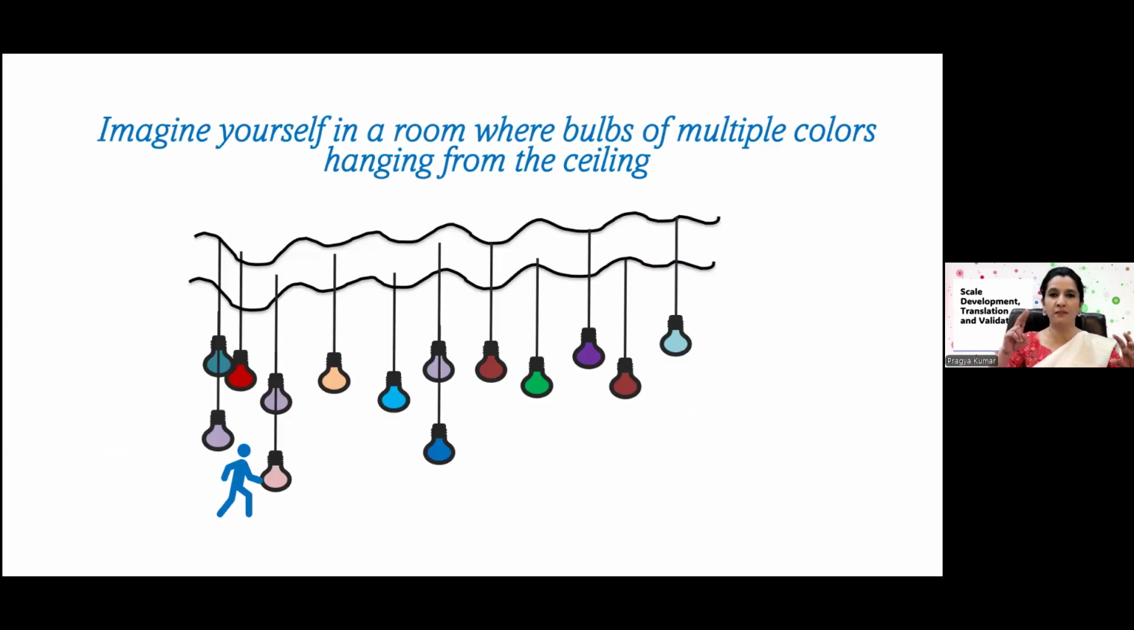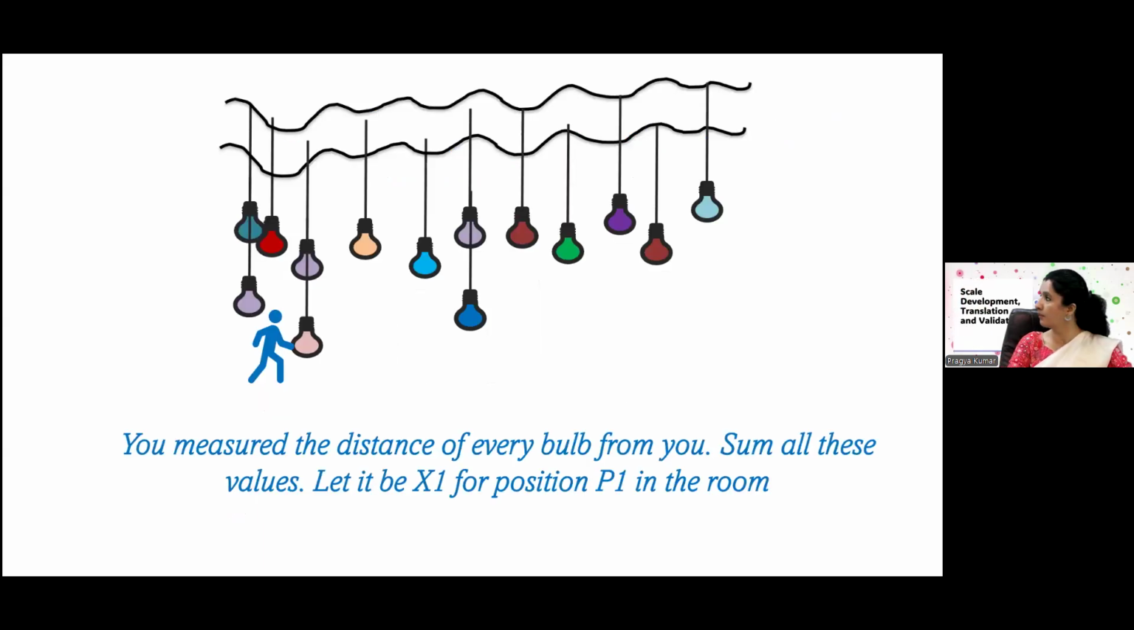So just imagine we have tried to show this concept of rotation using a subjective way and using an objective way. So imagine yourself in a room where there are bulbs of multiple colors hanging from the ceiling. Can you see there is a ceiling and there are multiple color bulbs? If you imagine me or wherever you are sitting, imagine yourself and there are multiple color bulbs which are hanging from the ceiling. And you are this person who is moving.